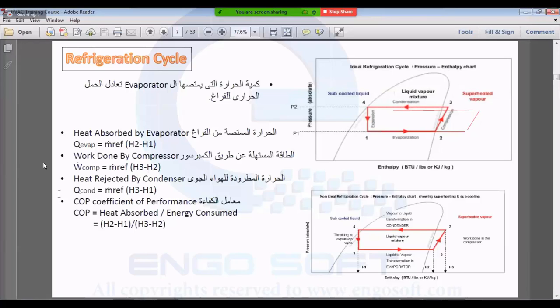Yeah. We have already discussed that part, right? Yes, but we have to calculate the amounts. How can you calculate the amount of heat absorbed by the evaporator? How can you calculate the heat rejected by the condenser? Do you understand? Yeah, I understand, but I don't know how. Okay, so we will learn now what to do.